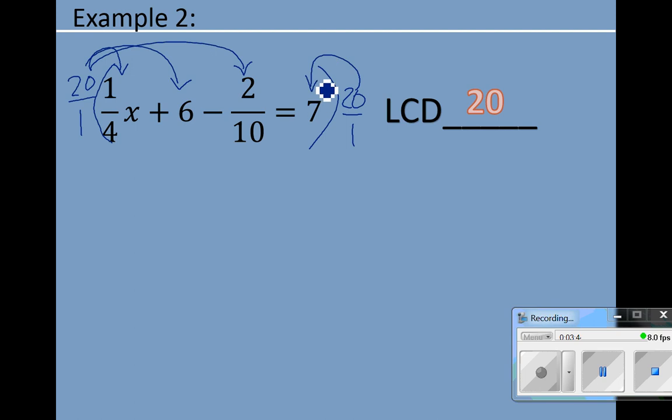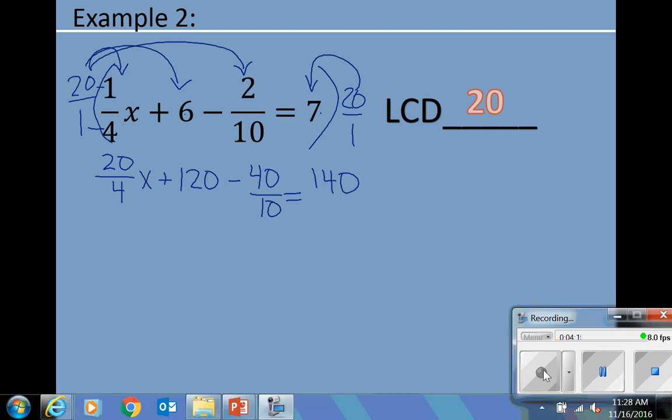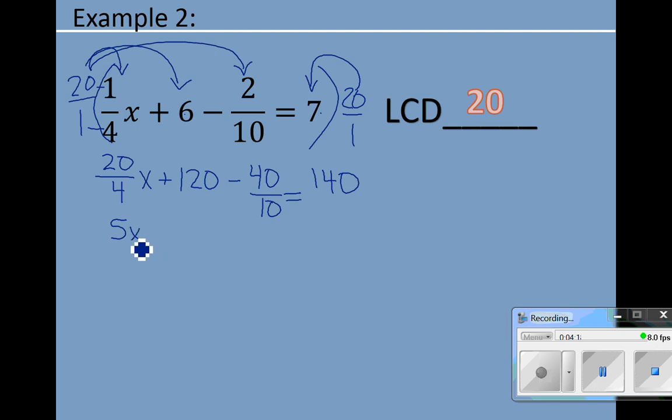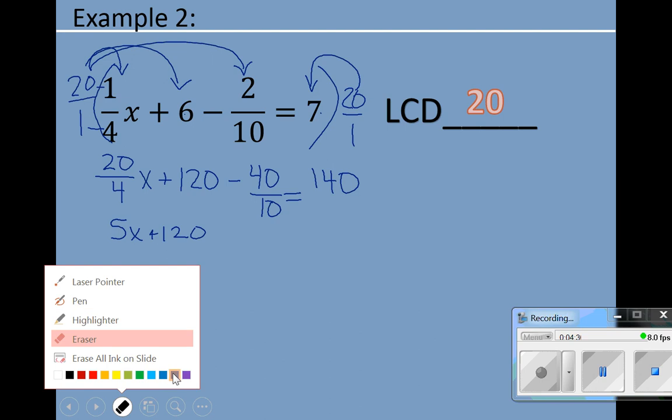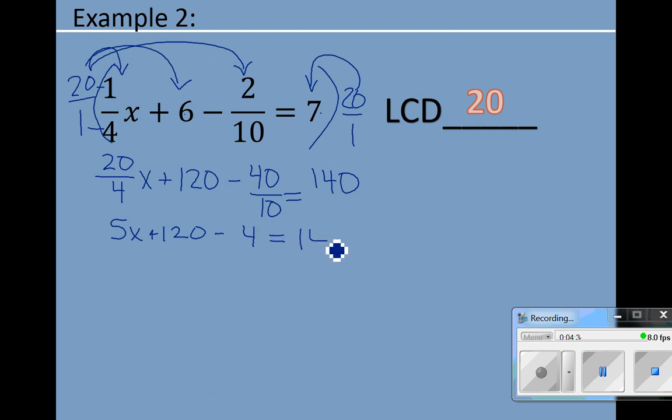So I'm going to multiply 4 times because I drew 4 arrows. So I have 20 over 4x plus 120 minus 40 over 10 equals 140. 20 over 4 will become 5x plus 120 equals minus 4 equals 140. Now you have a multi-step equation, and you can combine like terms.